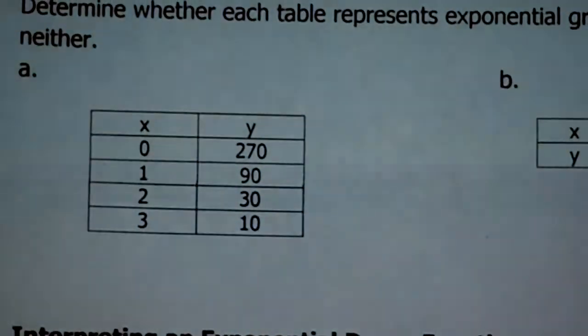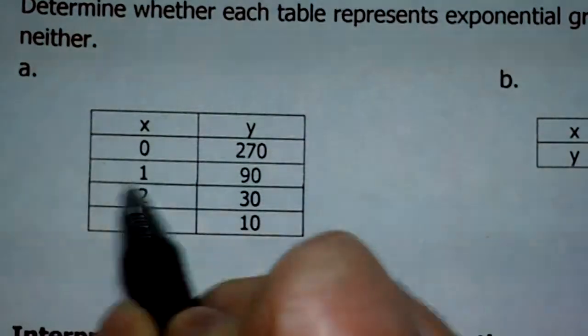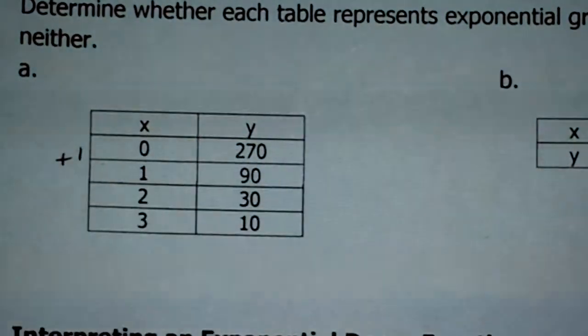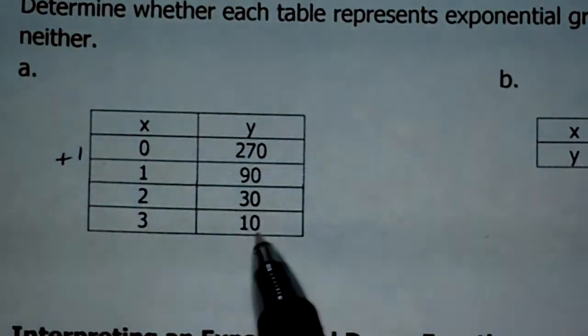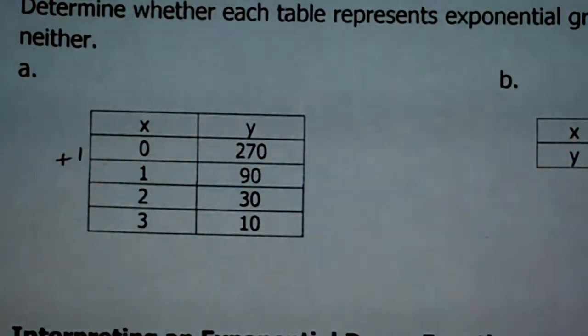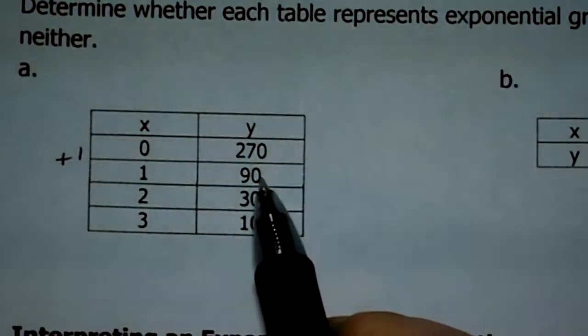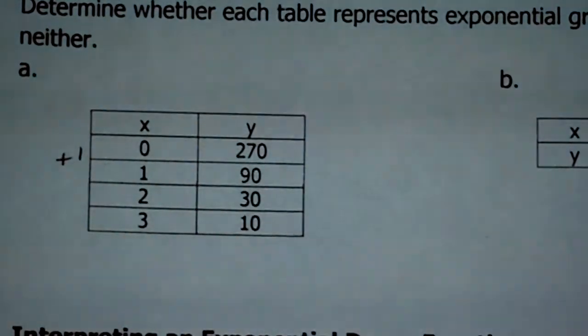Okay, so we're trying to determine growth or decay. I see that this is going up by 1 every single time. And here, I'm going from 270 to 90, 90 to 30, 30 to 10. I see that that's not a constant rate of change, not a number that I'm adding. So what I want to know is 270 times what is 90? And like I said before, if you can't look at that and know, then take 90 and divide it by 270. Now when you take 90 divided by 270, you get 0.3 repeating, right?